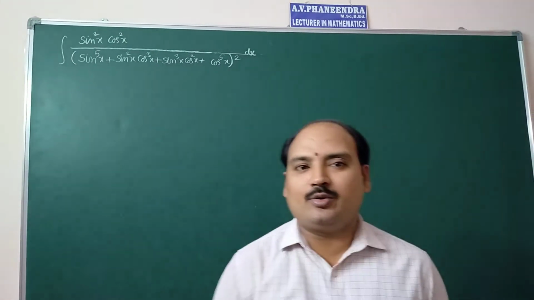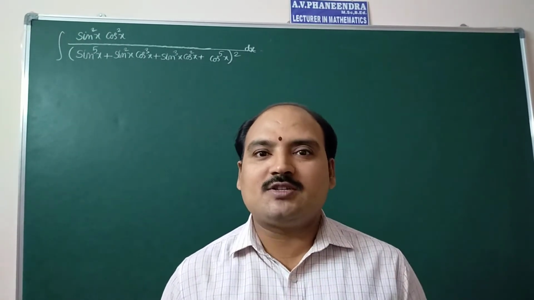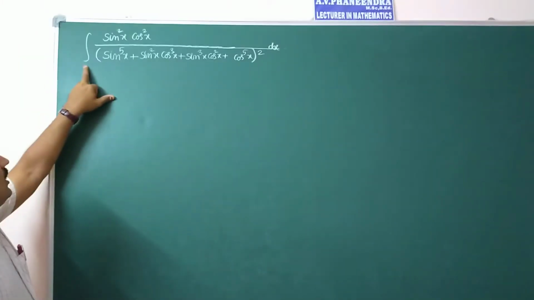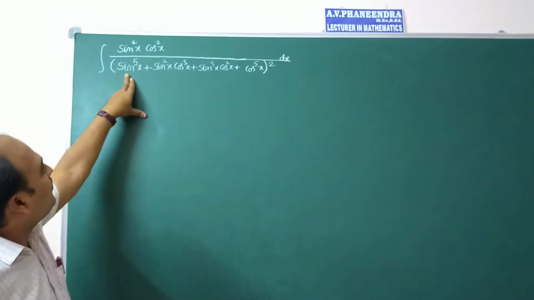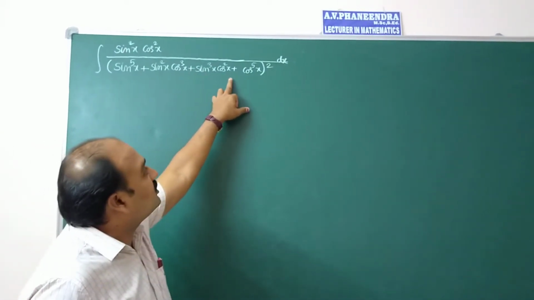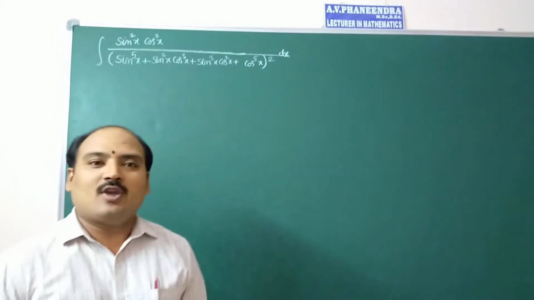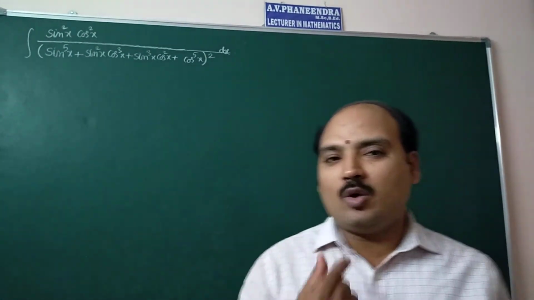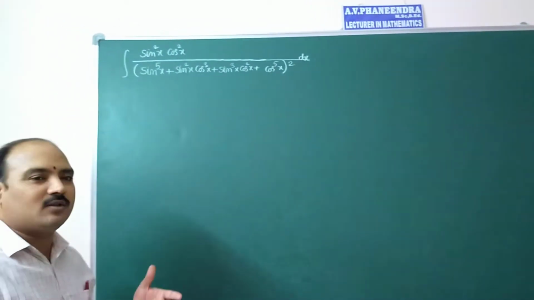In this video, I am going to discuss indefinite integrals, a previous JEE Mains question. Integral of sin square x into cos square x divided by (sin power 5 x plus sin square x into cos cube x plus sin cube x into cos square x plus cos power 5 x) whole square into dx. This question looks very complex, but we have to make it into the simplest form by a very simple procedure.